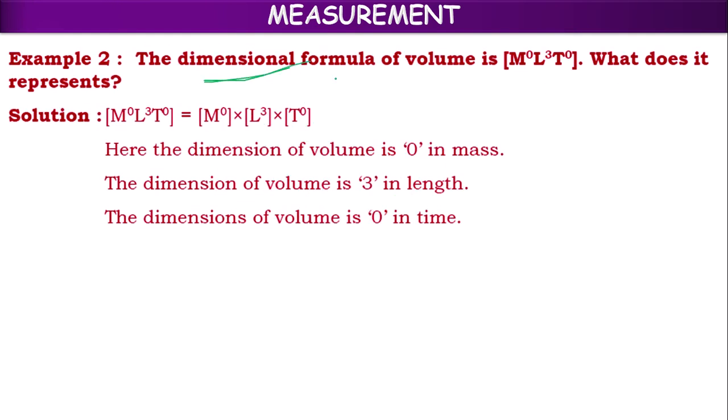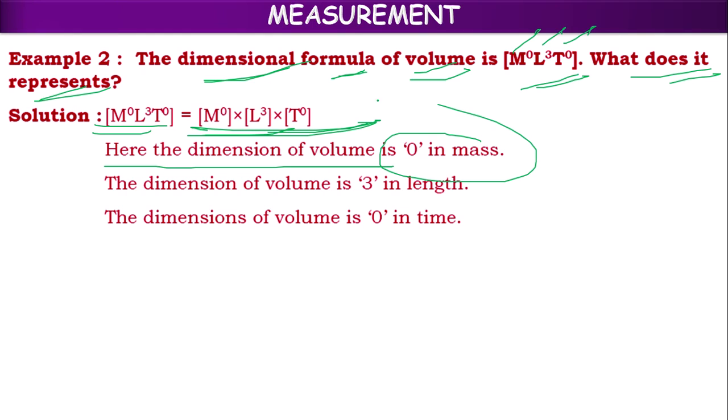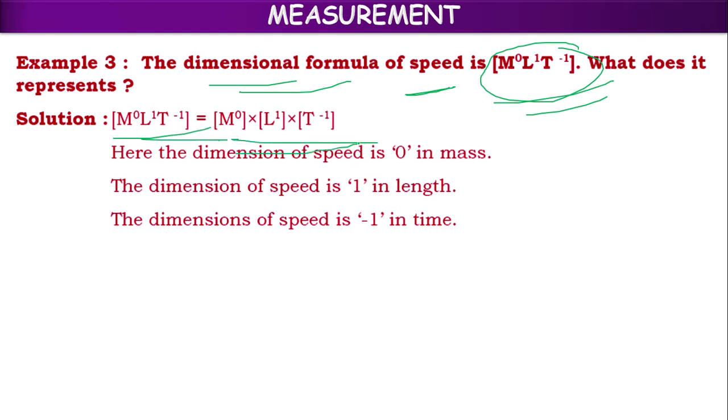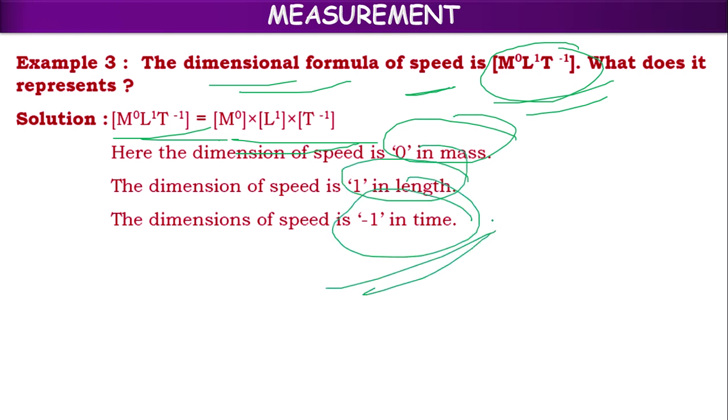Next, the dimensional formula of volume is M0 L3 T0. What does it represent? It can be represented in separate square brackets. So the dimensions of volume are 0 in mass, 3 in length, 0 in time. Like that we can tell. The dimensional formula of speed is M0 L1 T minus 1: 0 in mass, 1 in length, minus 1 in time.